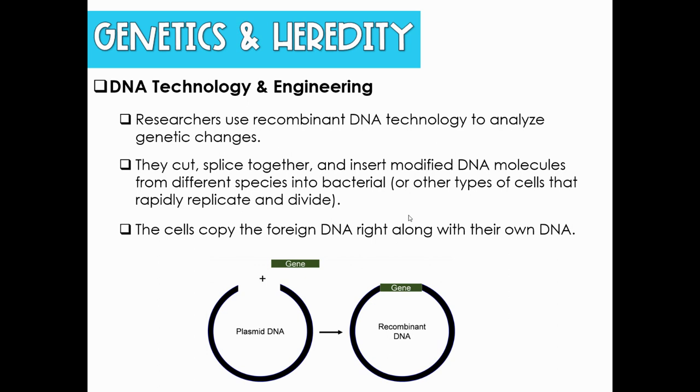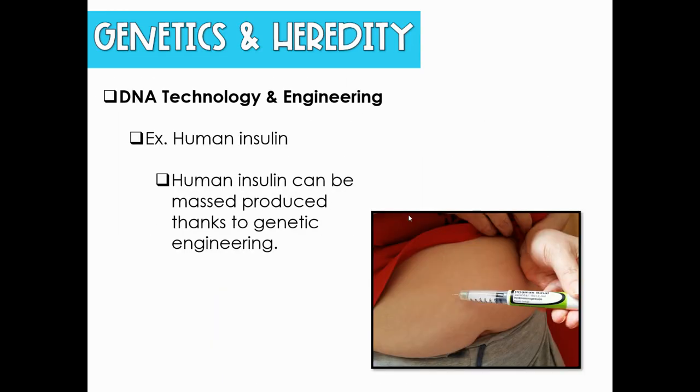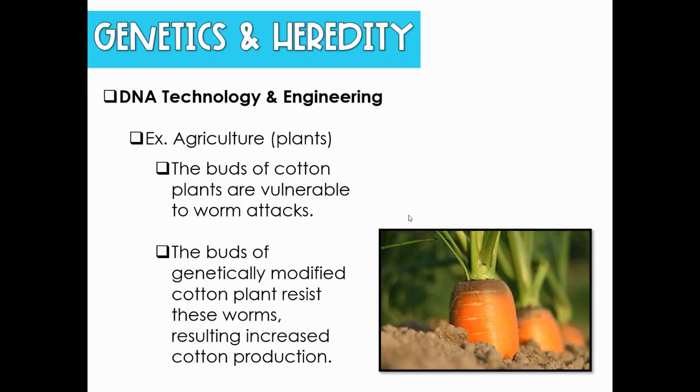Researchers use something called recombinant DNA technology to analyze genetic changes. So basically, they cut and splice and insert modified DNA molecules from different species into these things called bacterial plasmids. And then the cells copy the foreign DNA right along with their own DNA. And so that's a form of genetic engineering that then allows us to do some of the things that we've talked about. A great example of this is human insulin. So insulin can help many people that have type 1 and type 2 diabetes, because insulin can be mass produced, and that's all due to genetic engineering.